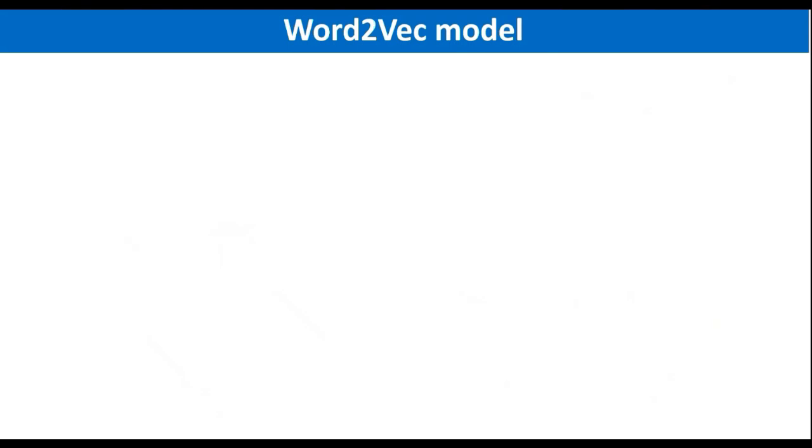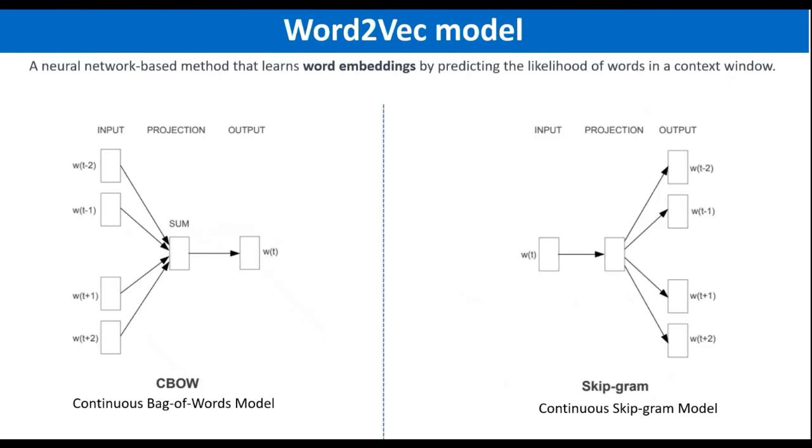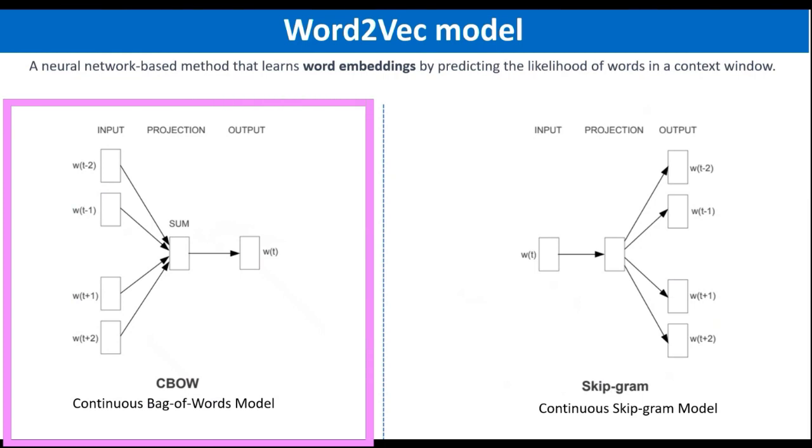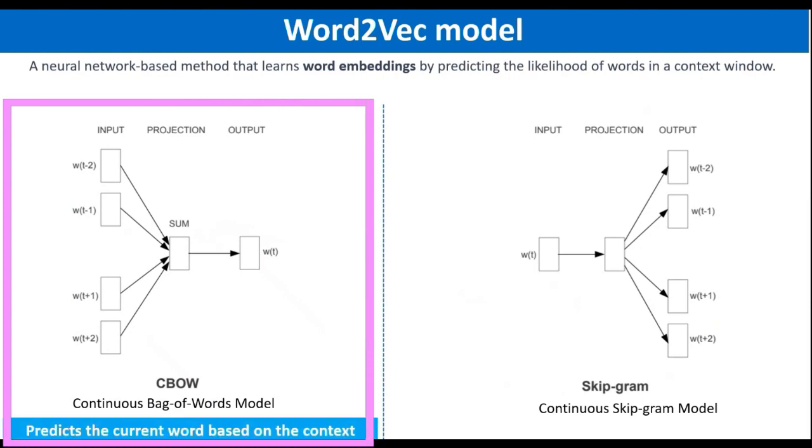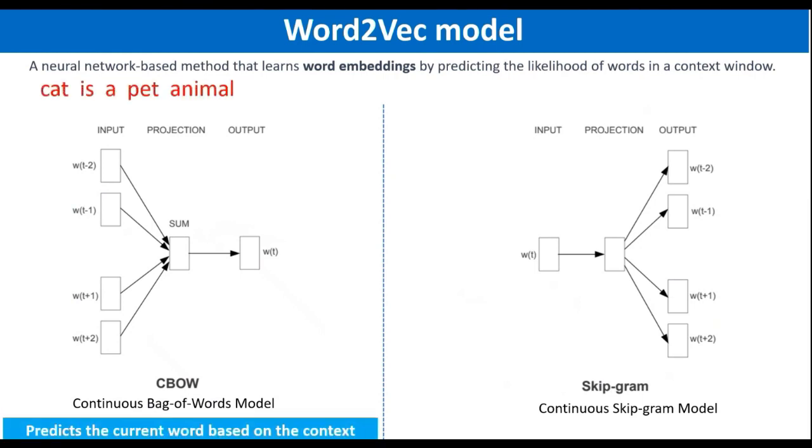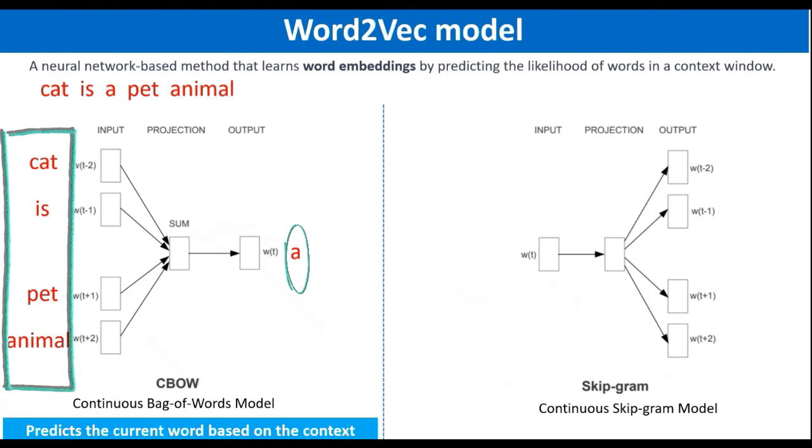Continuous bag of words, CBOW, and skipgram are two popular word embedding techniques that belong to the Word2Vec family of models. Continuous bag of words, CBOW, is a model that aims to predict a target word based on the surrounding context, or the surrounding words in a given window. So for the sentence "cat is a pet animal", it will try to predict "a" based on the surrounding words like cat, is, pet, and animal.